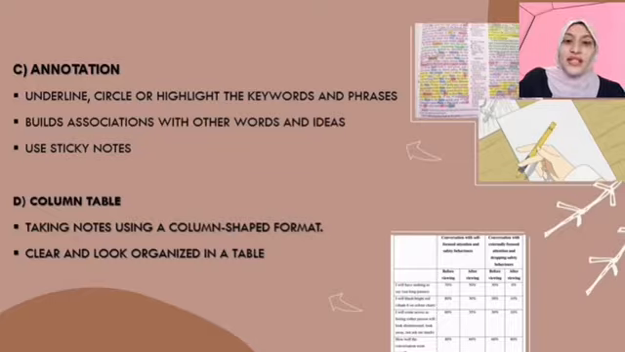And the last one is using a column table. The column table is notes that are written in column form. The left column consists of the main idea and the right column consists of the description or explanation of the title. Mostly, this technique is suitable for science and mathematics subjects because it is a way of taking notes using a column-shaped format. This can make it easier for students to see differences because notes in the form of columns are clearer and look organized in the table.